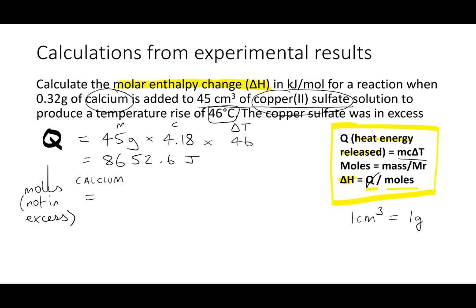And to do that, we're going to use mass over Mr. So the mass of calcium is given here as 0.32 grams divided by its Mr of 40, which equals 0.008 moles. So finally, we can now look to calculate our molar enthalpy change, which has the symbol delta H.